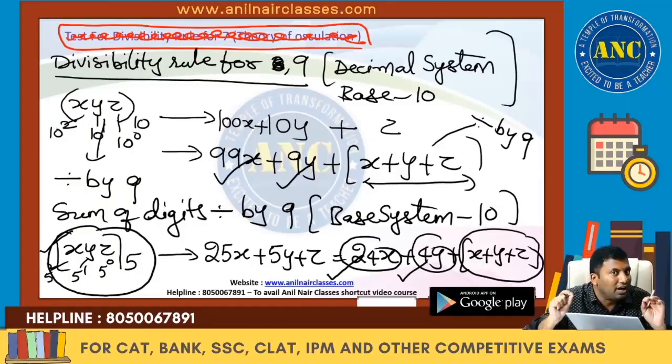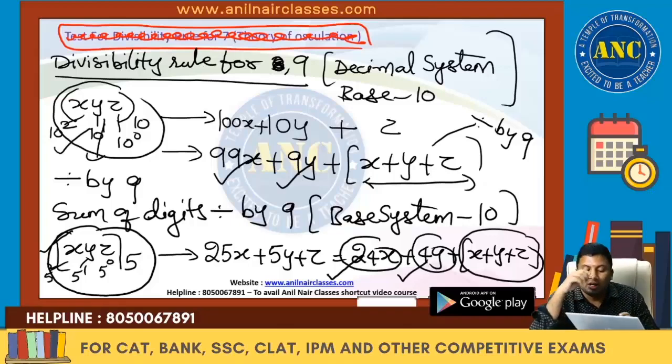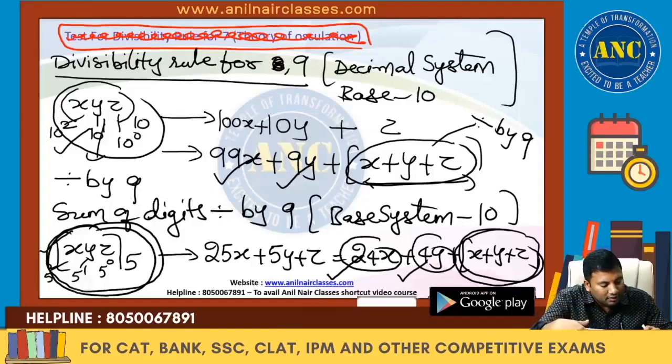Listen carefully. I want each and every viewer to listen to the next two statements carefully. Statement 1. In a decimal system, if the left hand side is divisible by 9, sum of the digits should be divisible by 9. In the left hand side, if this is divisible by 4, x plus y plus z should be divisible by 4 in base system 5.